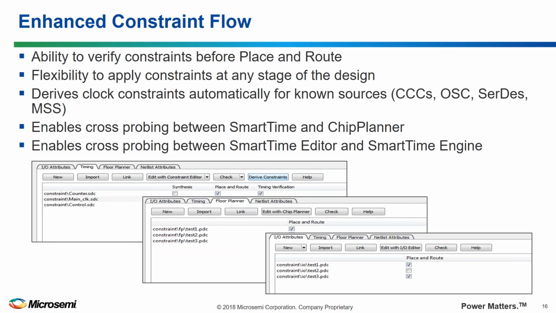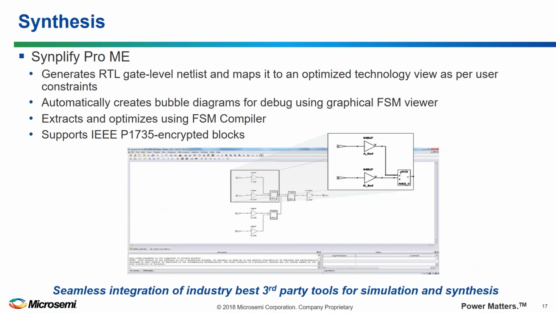We can automatically derive timing constraints for certain known blocks, like oscillators and PLLs that are in the PolarFire silicon. We can also cross-probe between some of the different tools, like the SmartTime static timing analysis tool and the chip planner floor planning tool. And we can also cross-probe between the static timing analysis tool and the graphical timing editor that we can access from the timing tab.